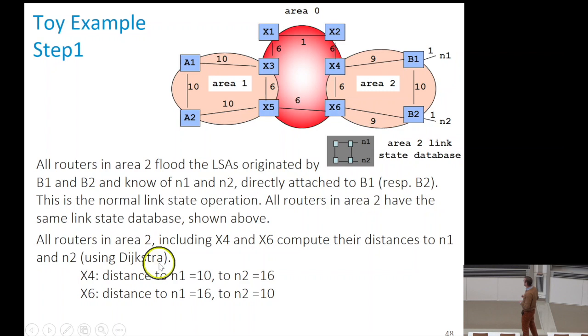So X4 does the same to all networks, and all routers, including X6, do also the same. So we find those distances. This is using exactly what we have seen a few minutes ago. This is the normal operation of link state with flooding and Dijkstra.